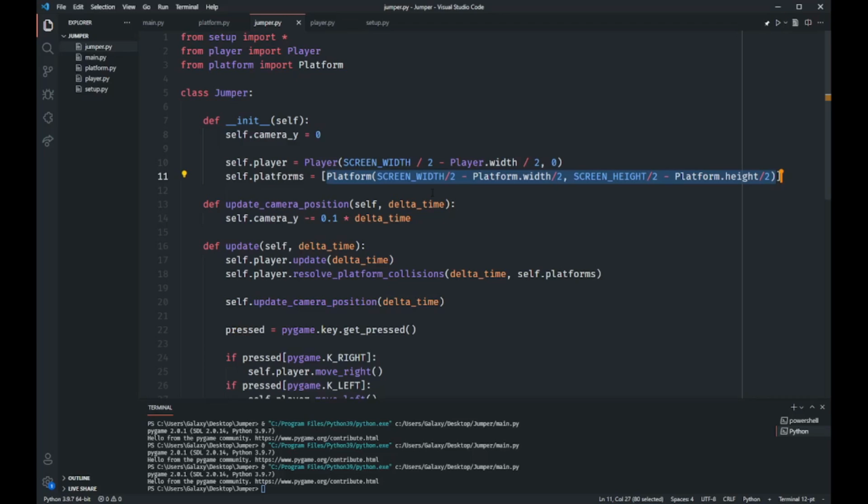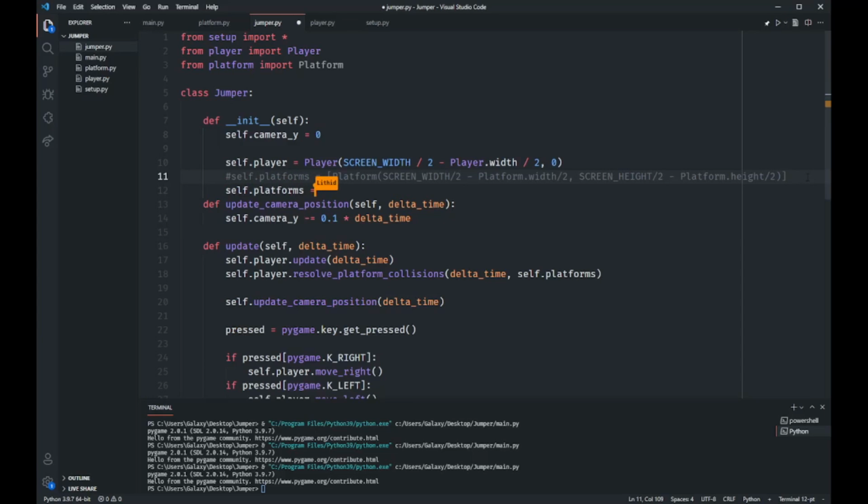We're going to add multiple platforms to our game. So what I'm going to do is real quick comment this out, and we're going to create a new thing. Sahil, do you want to type that out? We're going to create an empty list, and to it, we're going to add a bunch of platforms.